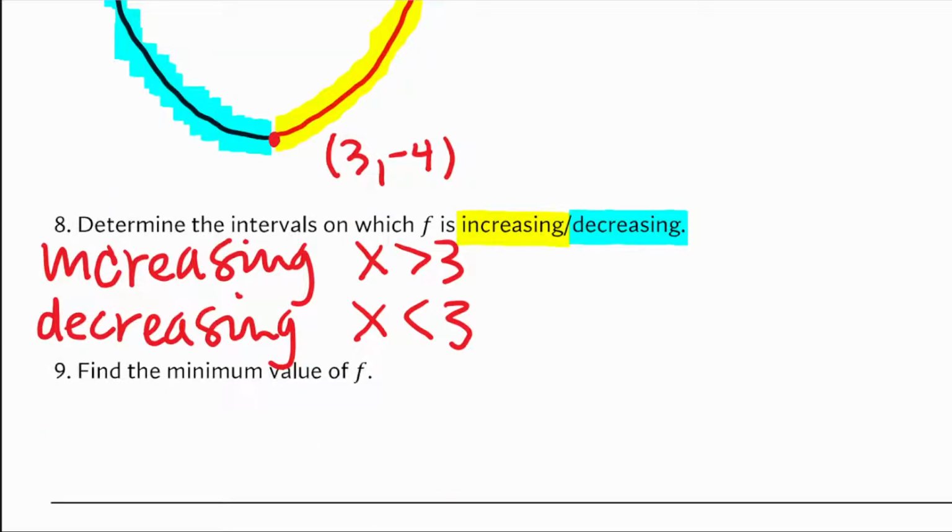The minimum value of f is going to be the y coordinate of the vertex, right? Because it's f that represents y. And at the very bottom, you can see that's the minimum y I'm going to have. So I'm going to say the minimum value of f is negative 4. But if you wanted to say that f of 3 equals negative 4, that would be fine too.